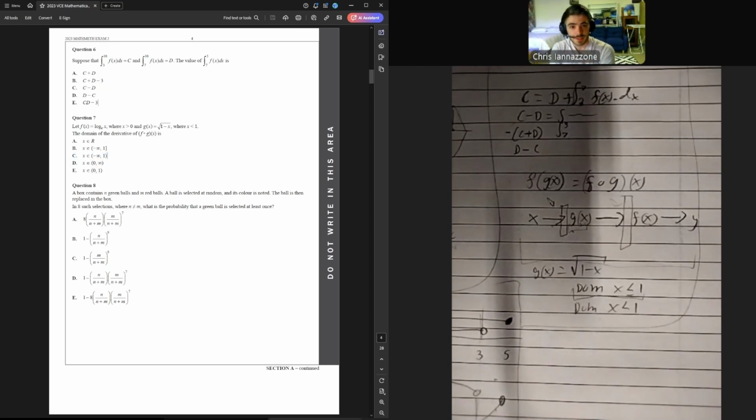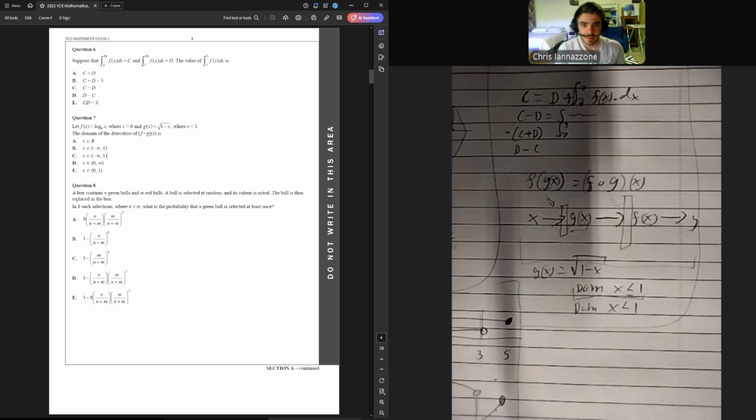Okay, question 8, all about probability. In this case, we have a box of n green balls and m red balls. A ball is selected at random, color noted, and replaced in the box. So every time a ball is selected, it gets replaced again.